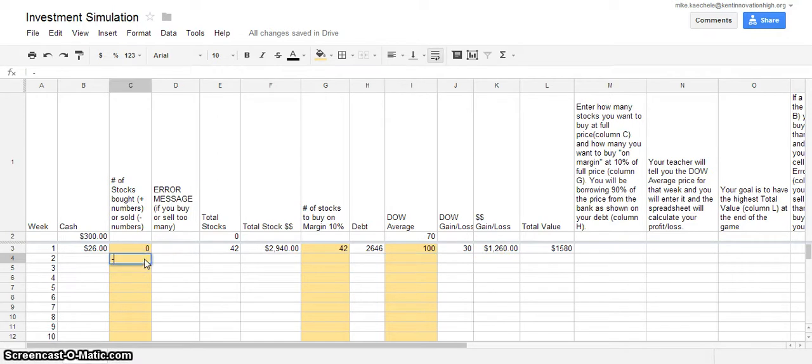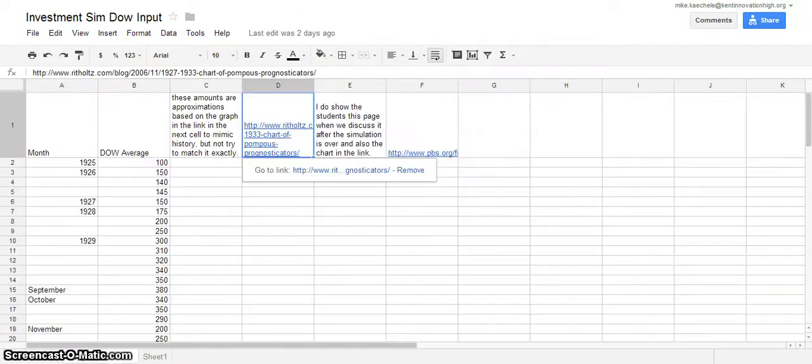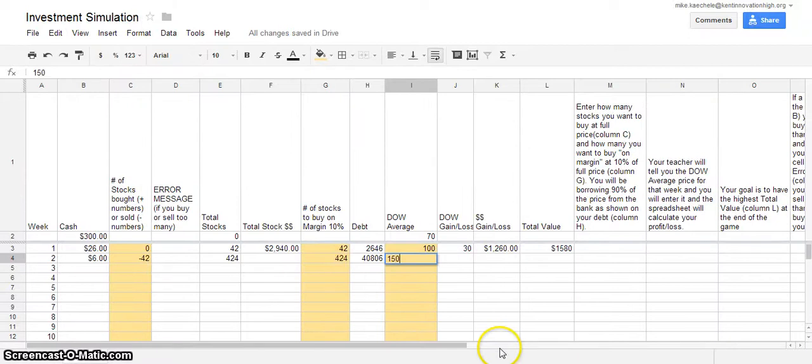Now, one way to game the system is to use negative numbers to sell. They can do negative stocks here. So I'm going to sell all my stock, and then I'm going to rebuy it on margin to make lots of money. Then we go back to the other page. The next price is 150. And we can say lots of money made again. Now I'm going to show you one more time. I'll just change it right here.